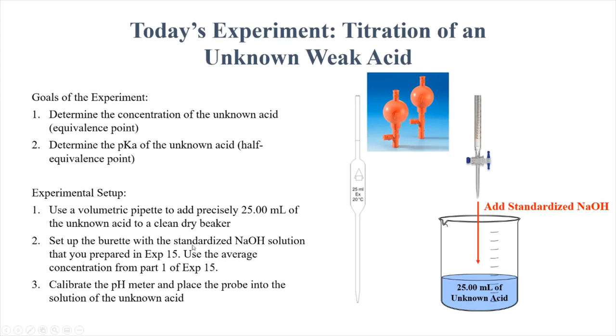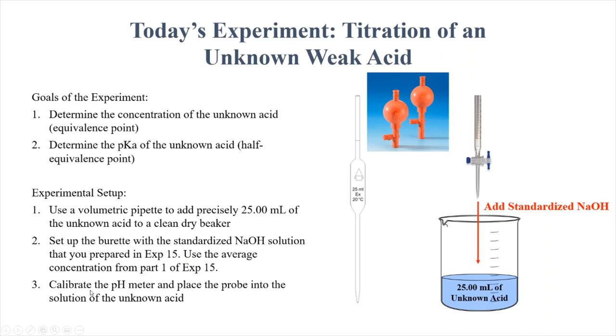Then we're going to set up our burette with the standardized NaOH solution that you prepared in experiment 15. So you're going to take the average concentration from part one of experiment 15, and that's what you're going to use for the NaOH, right? That's why we standardize the NaOH. We're going to continue to use that as we go through experiment 17 as well.